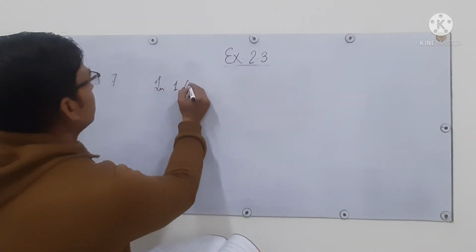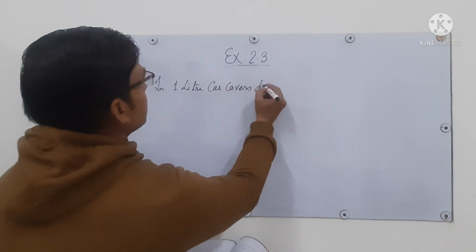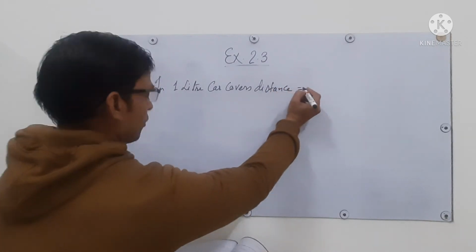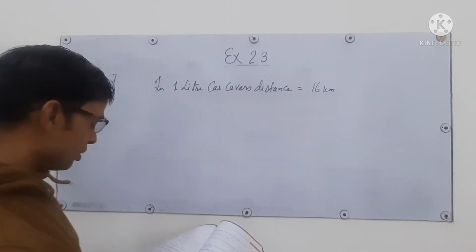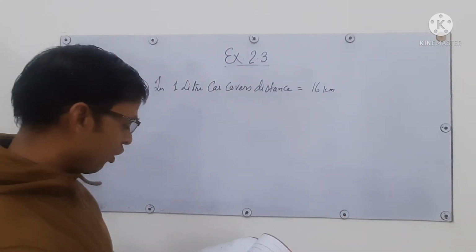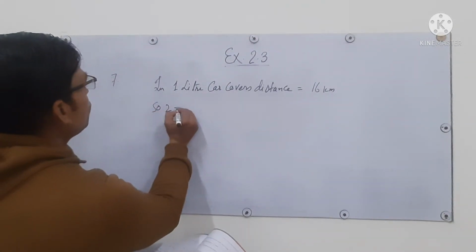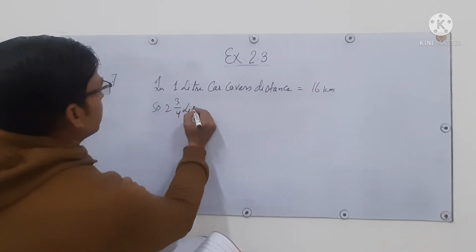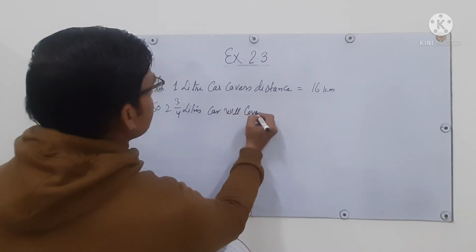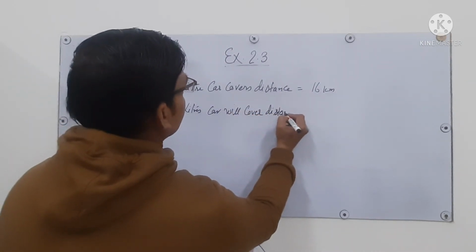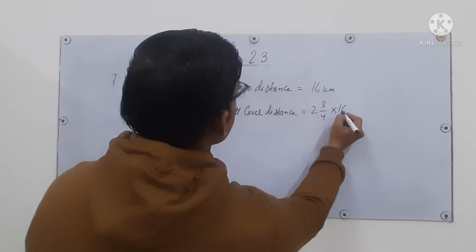In 1 liter, car covers distance. Here it is given 16 kilometers. Okay. So we have to just find how much distance will it cover in 3/4 liters. Car will cover distance equal to 3/4 cross 16.